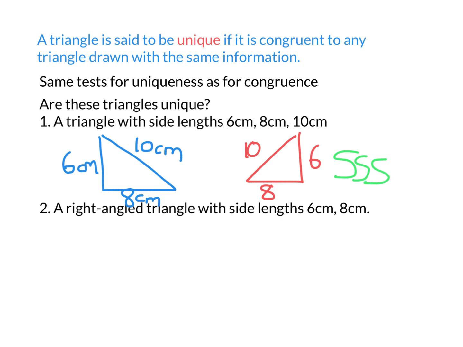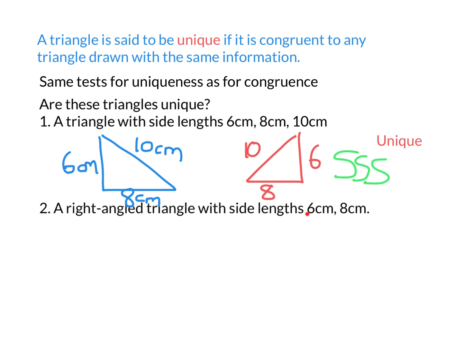So it turns out if you were to try and draw a triangle with side length 6, 8, and 10 centimeters, your triangle would be congruent to this one. It's impossible to draw another triangle with these side lengths that is not congruent to that one. So that's why we say it's unique. It's like one of a kind. There's only one triangle you can draw with side length 6, 8, and 10 centimeters.